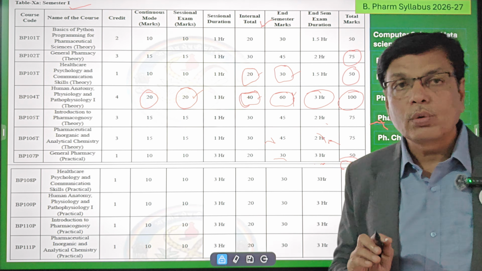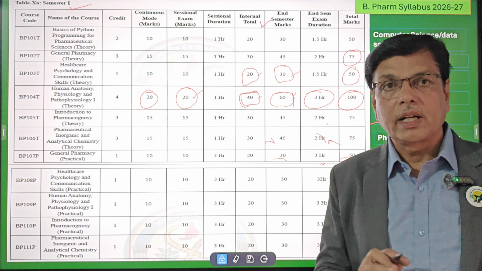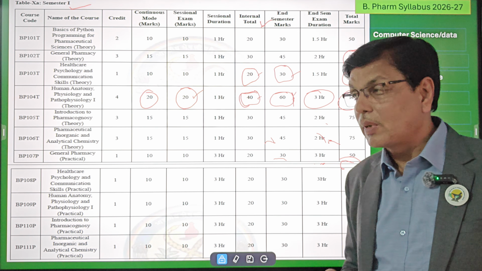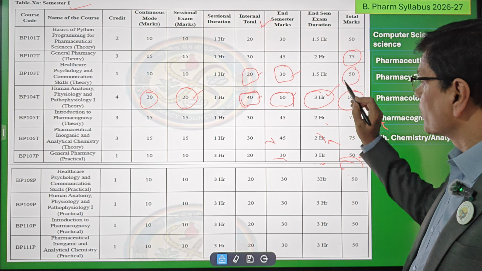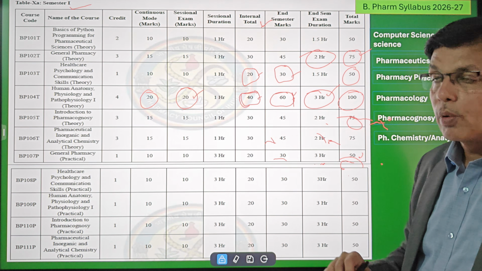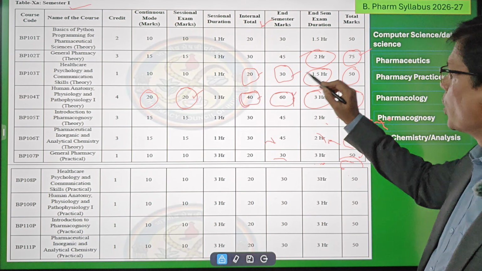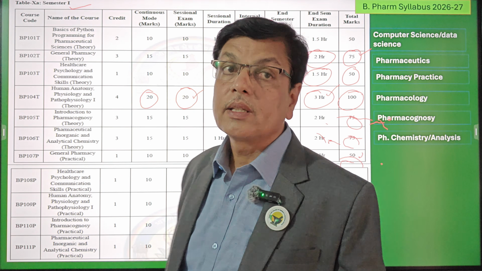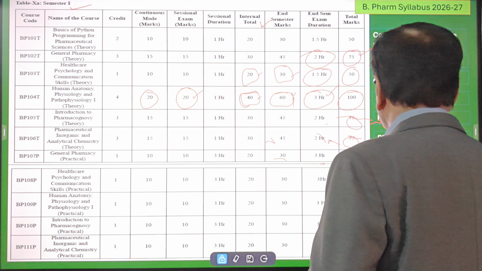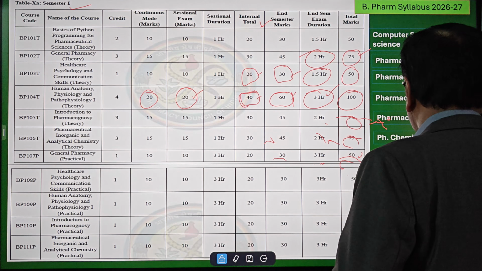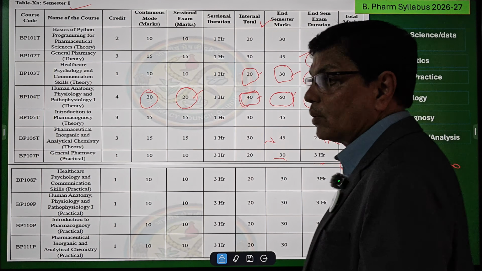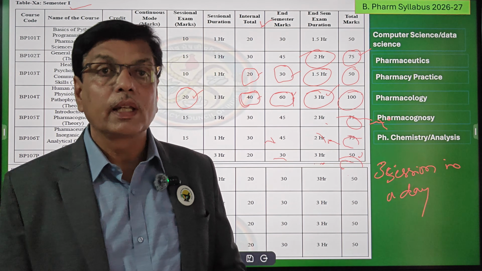We used to have a 2 session examination per day, morning 9 to 12 and 2 to 5, 3 hours each. But in the new syllabus, it is mentioned that for 100 marks you can conduct it for 3 hours. If it is 75 marks, you have to conduct it for 2 hours. And for 50 marks, it is a 1.5 hour end semester examination. Then the university may think of having a 3 session pattern, 3 sessions in a day, instead of 2 sessions in a day.